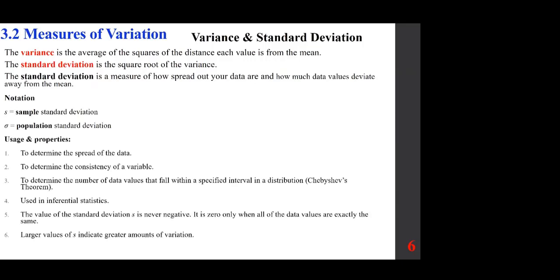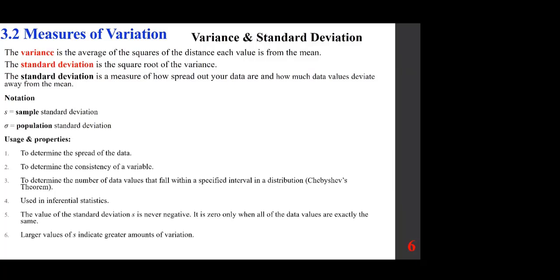Usage and properties: to determine the spread of the data, to determine the consistency of a variable, to determine the number of data values that fall within a specified interval in a distribution, and it is used in inferential statistics. The value of the standard deviation S is never negative. It is 0 only when all of the data values are exactly the same. Larger values of S indicate greater amounts of variation.